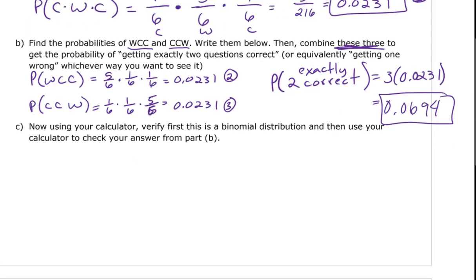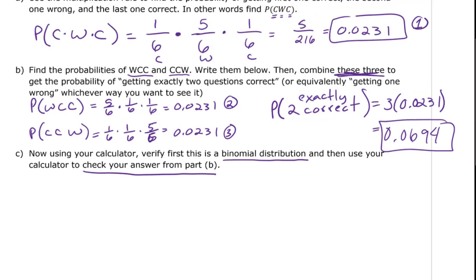Now, this last part says verify first that this is a binomial distribution and use your calculator to check your answer from part B. Now, we can see there is a fixed number of trials because we only have 3 questions that we're looking at, so n is 3. Okay, and of course the probability of success is the same in each trial. Let's say success is getting a question correct, right? So that's 1 out of 6. It's 1 out of 6 for every one of those different trials, each question. Okay, right there. And they are all independent of one another, so what you answer for one of them does not really dictate what happens on the others.